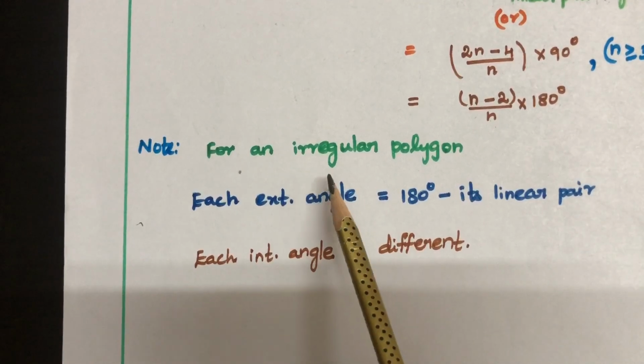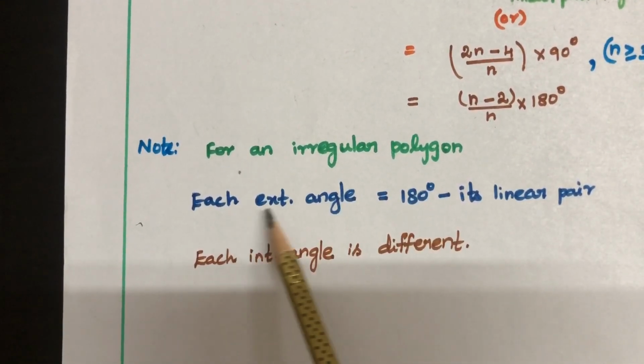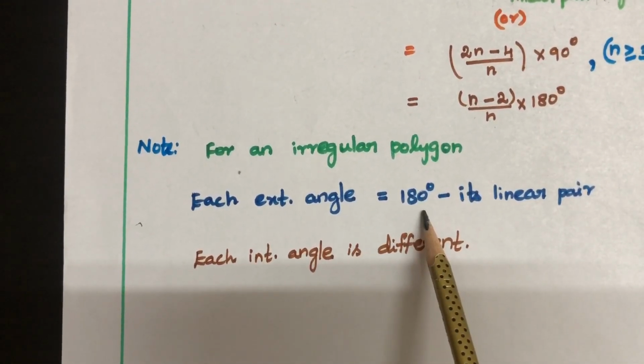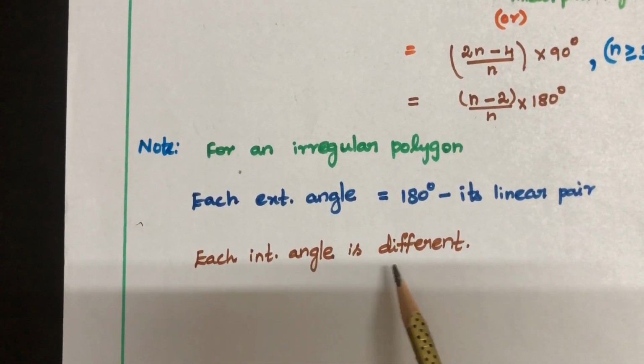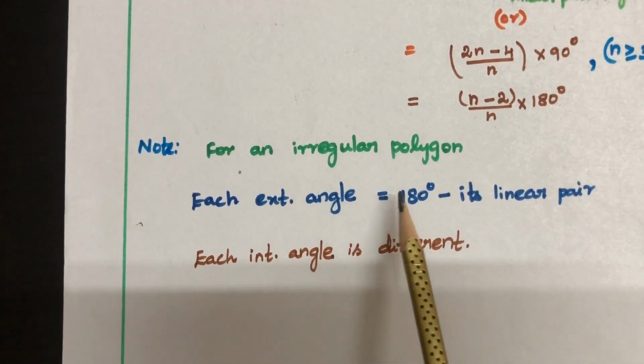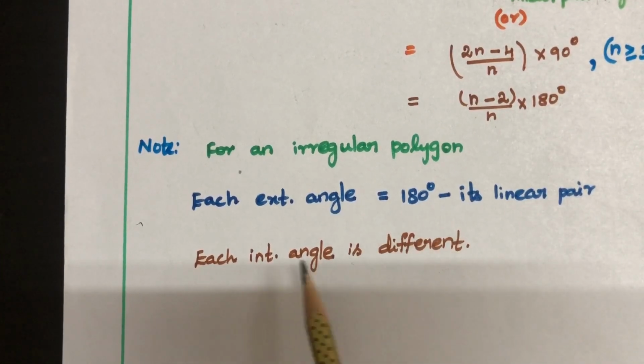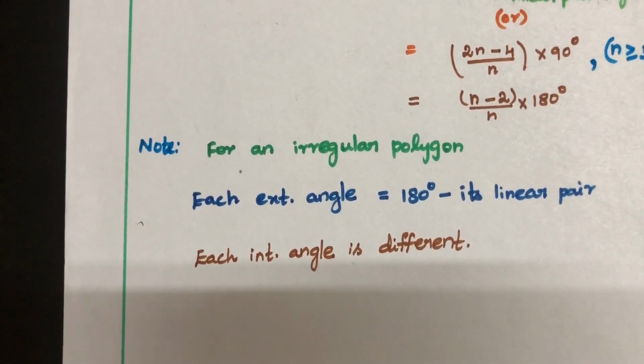Note, for an irregular polygon, each exterior angle is equal to 180 degrees minus its linear pair. Each interior angle is different. If it is an irregular polygon, each interior angle is different.